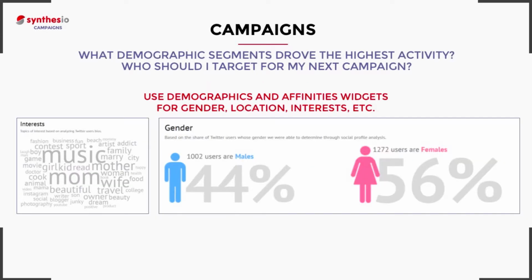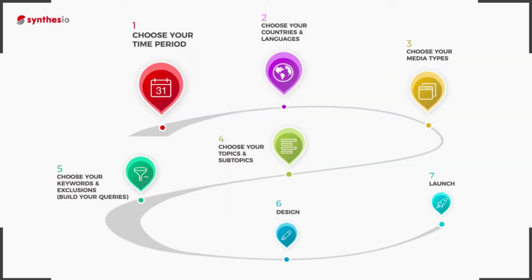Gain an understanding of the audiences that are being reached by your campaign using demographics and affinities. Filter across all widgets using demographic information to optimize future campaigns. A campaign dashboard can provide a wealth of information, but how do we get there? Simply walk through these setup steps to get the data you need.